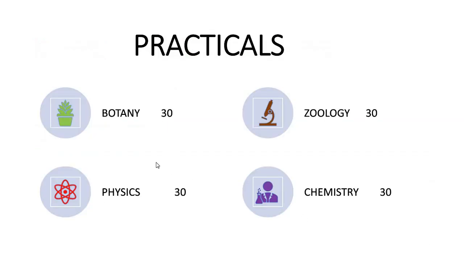So if you see for practicals, botany is for 30 marks, zoology is for 30 marks, physics is for 30 marks, and chemistry is for 30 marks. This is for BIPC students. So if we add 30 plus 30, 30 and 30 for all four practical subjects, we will get 120 marks. The college will give you 30 marks if you are a good student, a regular student, punctual and all the things, they will consider and award you marks on the basis of how you perform in practicals. So each subject is for 30 marks. So this is about BIPC practical marks distribution.